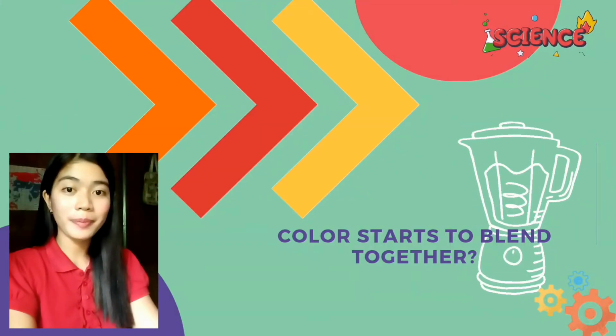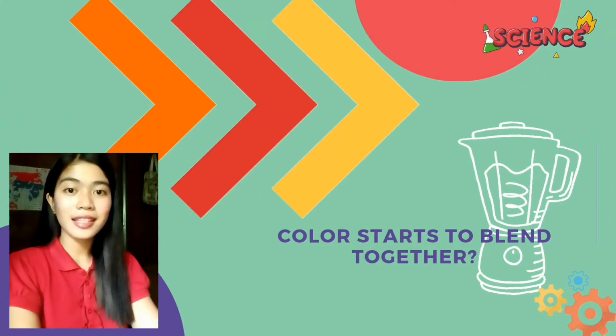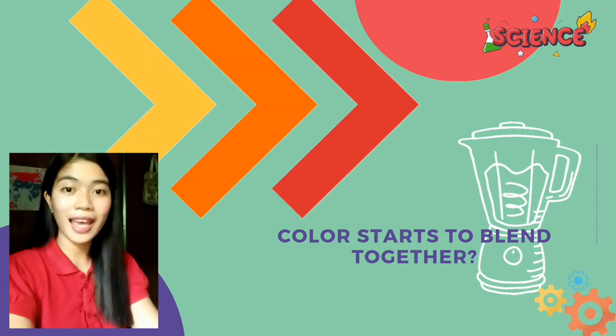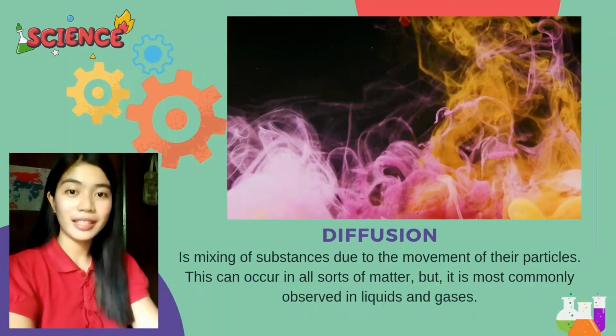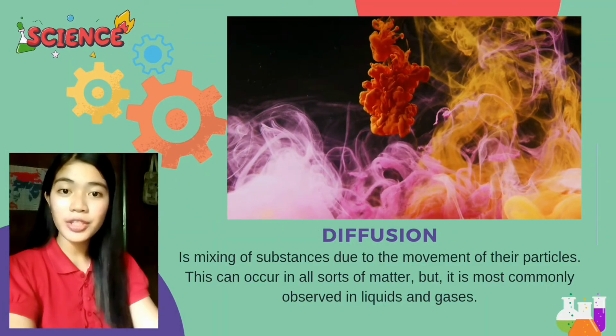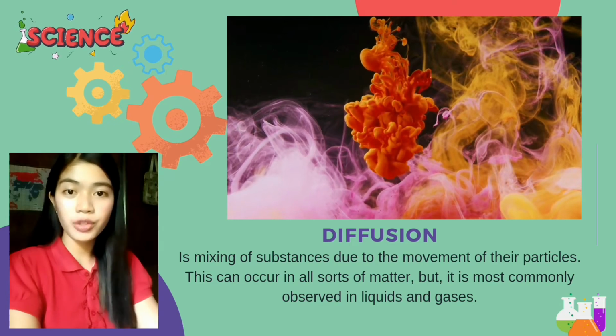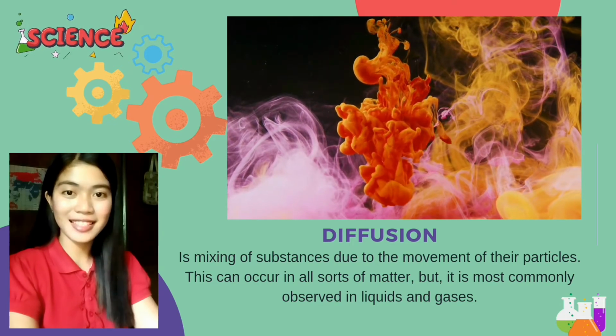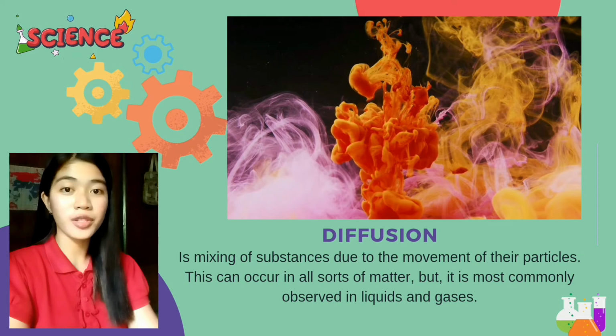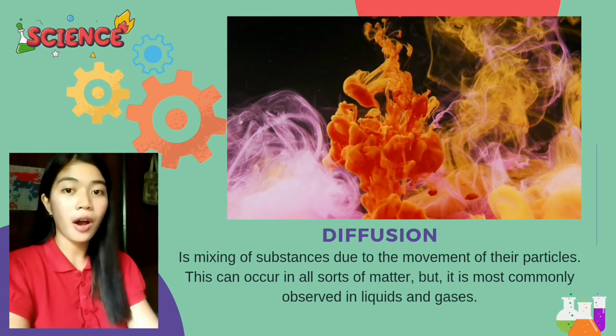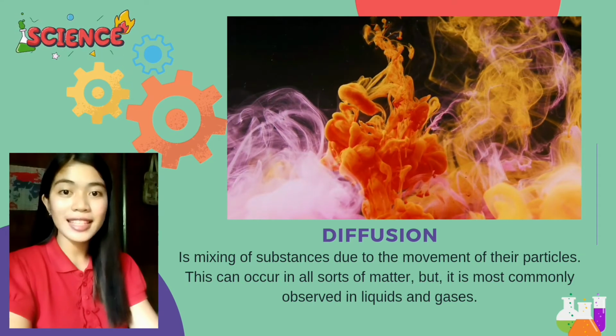Have you ever colored a picture with marker and noticed that two touching colors begin to blend together? Well, that's an example of diffusion. Diffusion is the mixing of substances due to the movement of their particles. This can occur in all sorts of matter, but it is most commonly observed in liquids and gases.